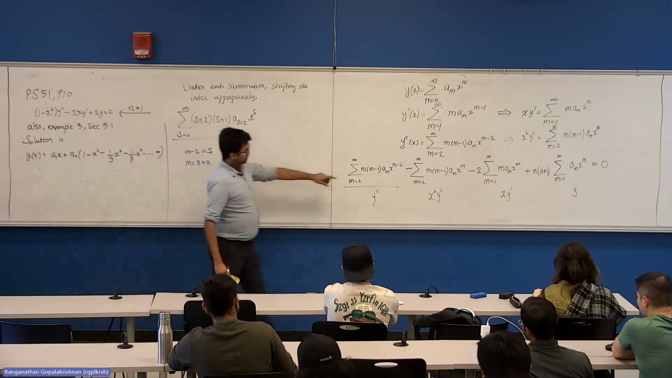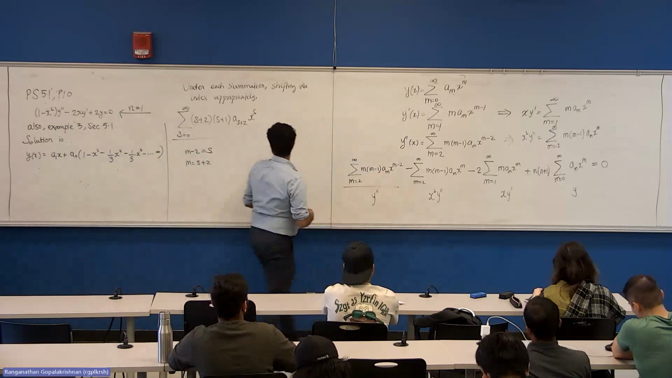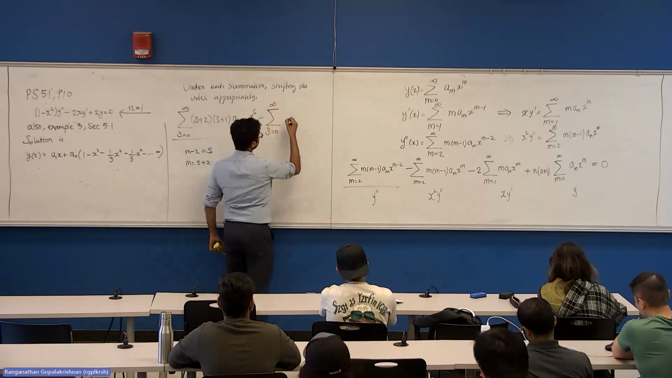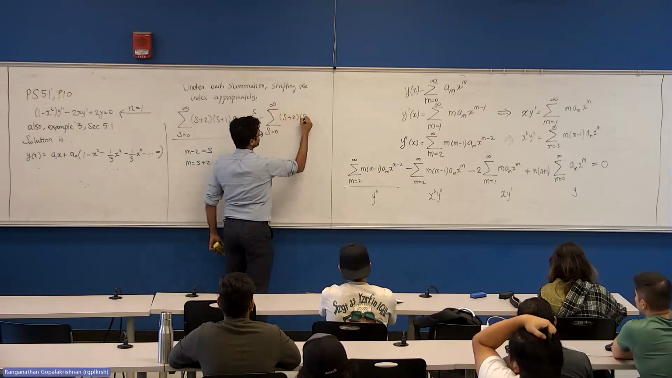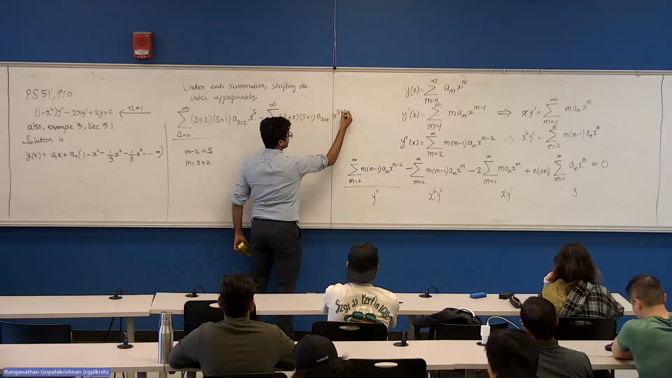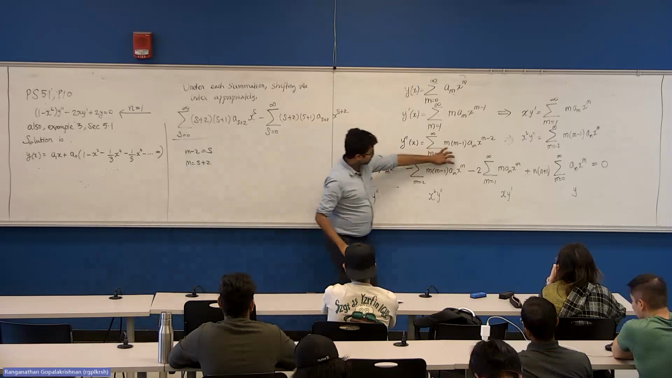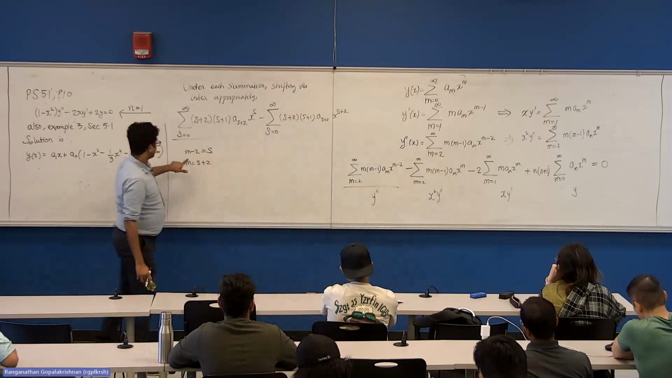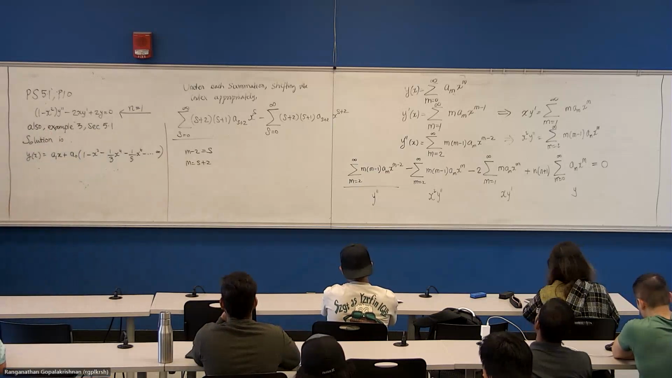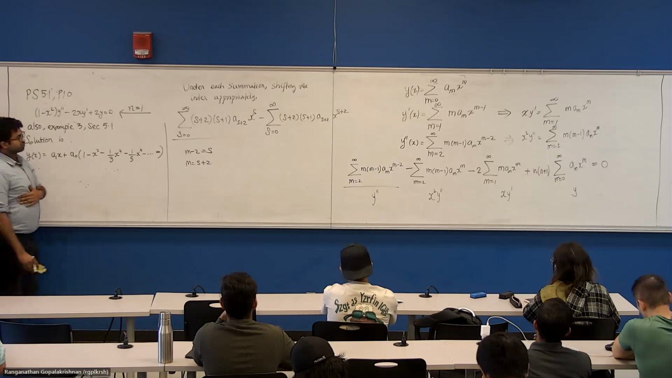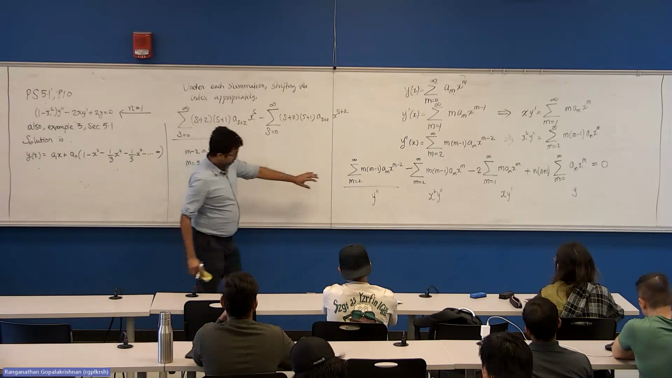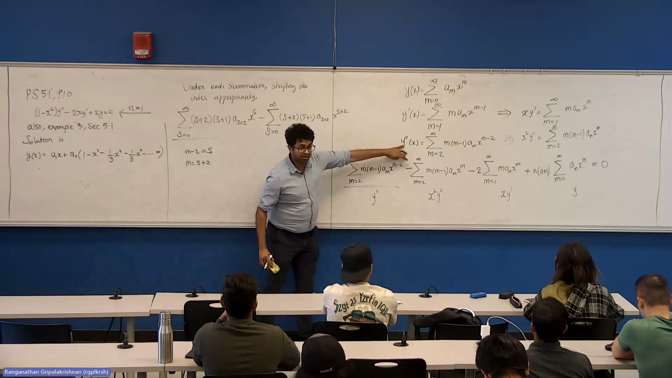Similarly, I'm going to do the same thing here: minus the sum from s equal to 0 to infinity of (s plus 2) times (s plus 1) times a sub s plus 2, times x power s plus 2. Because here it's only x power m, wherever m appears, I have to replace it with s plus 2.